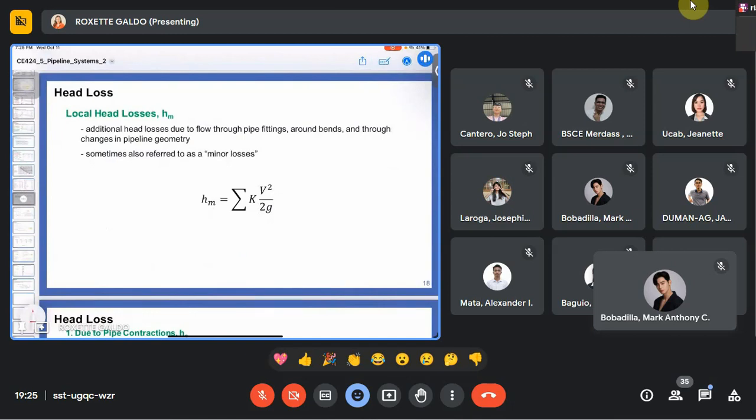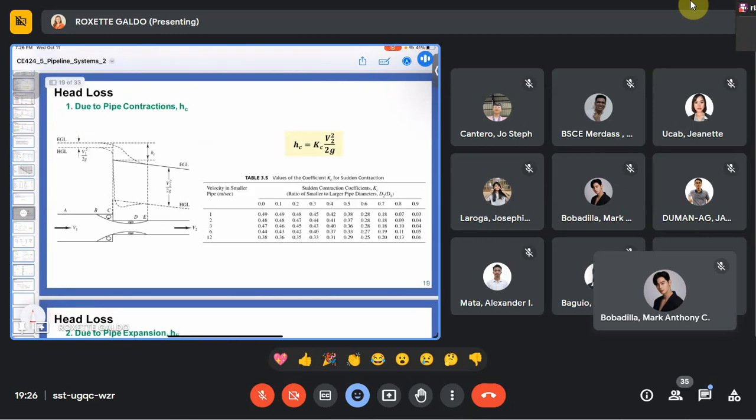Another reason for head loss is the local head loss. This local head loss is caused by pipe fittings, bends, valves, and the like. This is considered a minor loss. Usually it is the connection where a pipe from a large diameter connects to a small one. There is head loss in that. Notice in this part right here, this is the pipe. Then we have here a connection. And then it transitions to a smaller pipe.